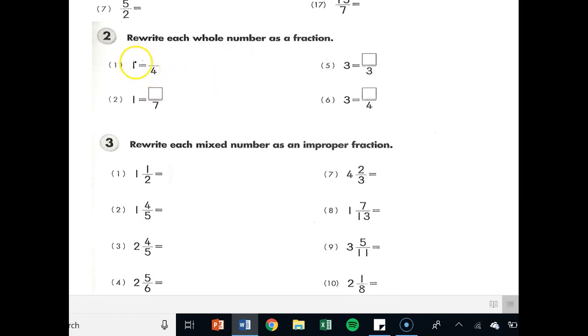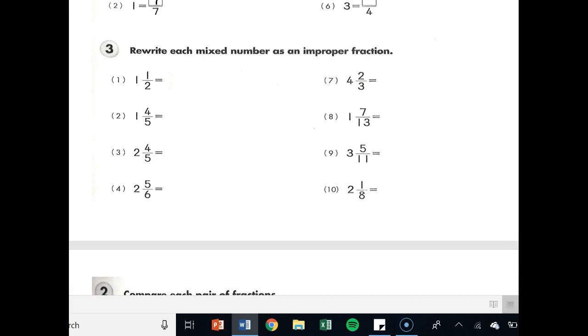Cool. Next one, it says rewrite each whole number as a fraction. So if I wanted to take one whole and divide it up into fourths, I would just say my answer would be 4 over 4. Just like if I wanted to take one whole and divide it up into sevenths, my answer would be 7 over 7. Right? You can easily do 5 and 6. Actually, no, let's do number 5 together. If I wanted 3 wholes, well, that would be really 3 over 3 plus 3 over 3 plus 3 over 3, or 3 plus 3 plus 3, 9/3, right?